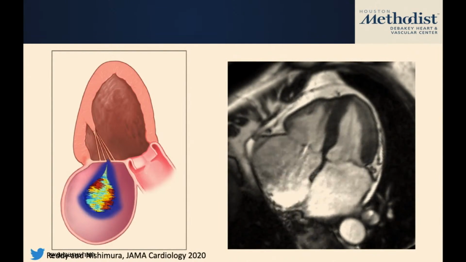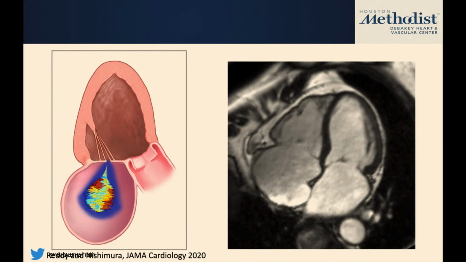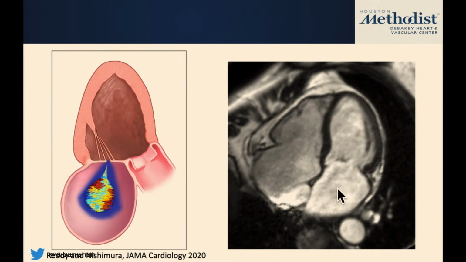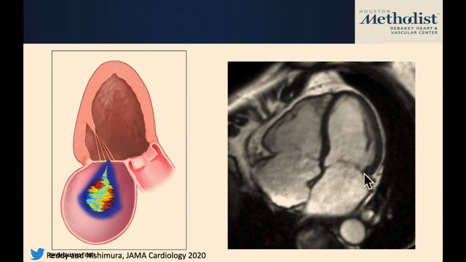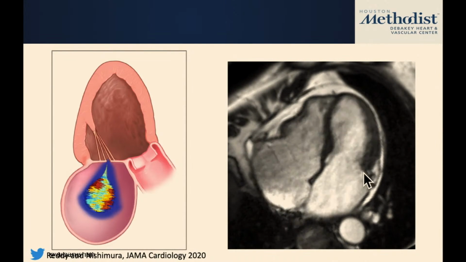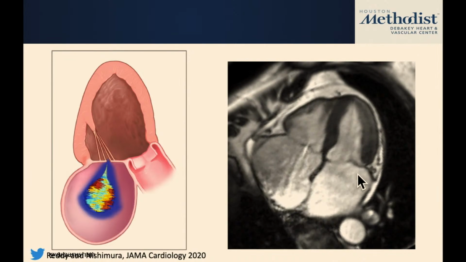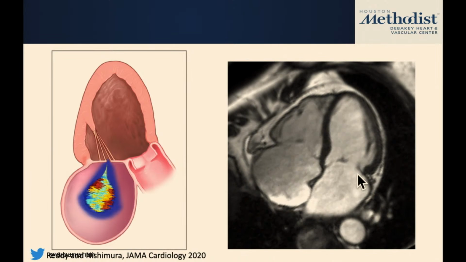And then I'll show you another nice example here. If you look at the atrium, you can see both atria in this patient are quite dilated, as is the mitral annulus. And you can see the leaflets are flattened at their coaptation. And this is an example of atrial functional mitral regurgitation.